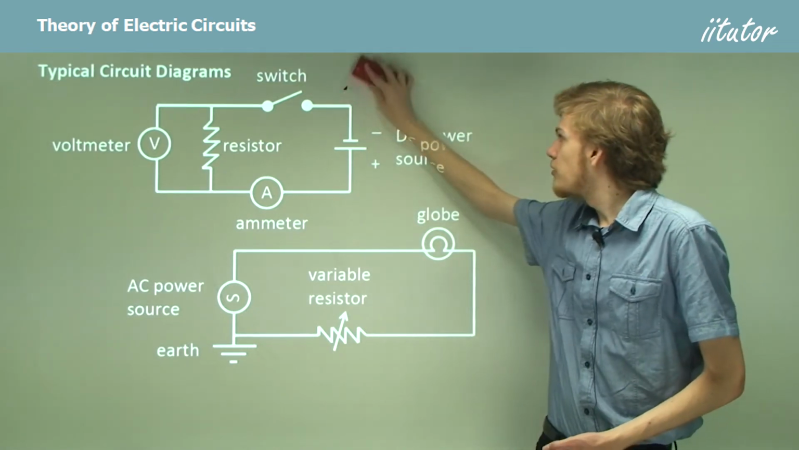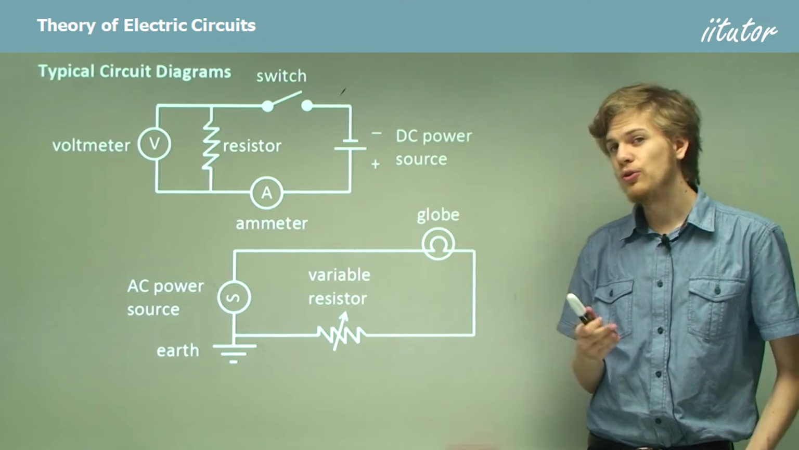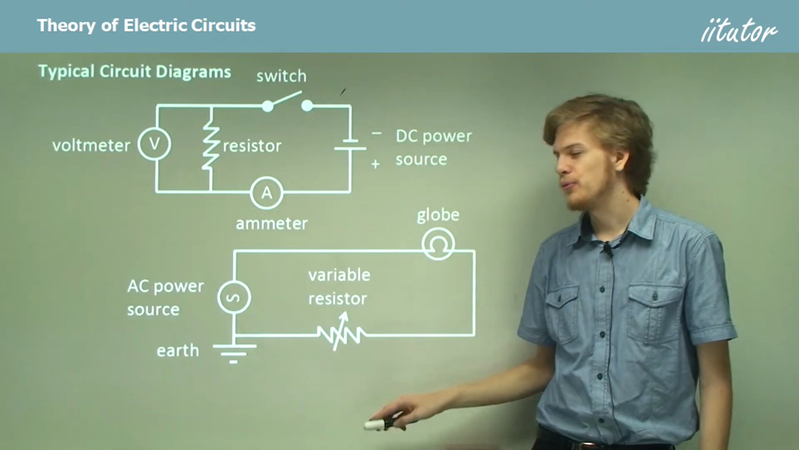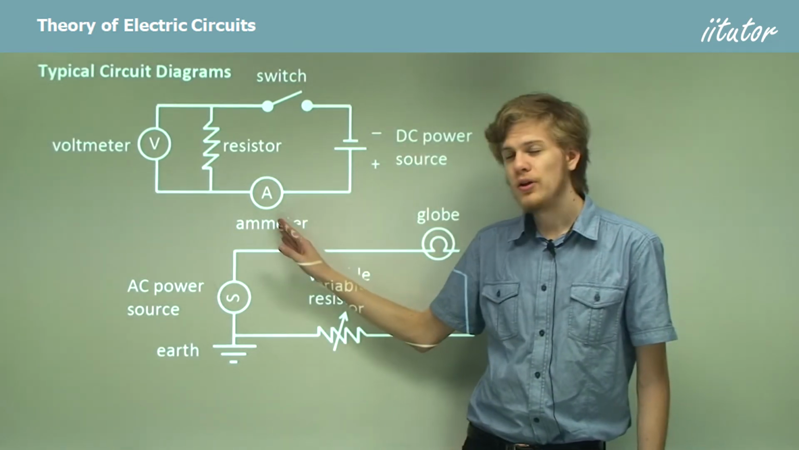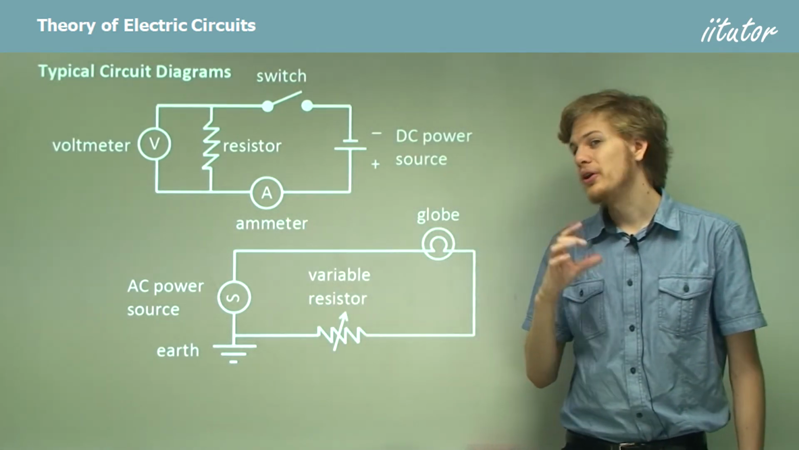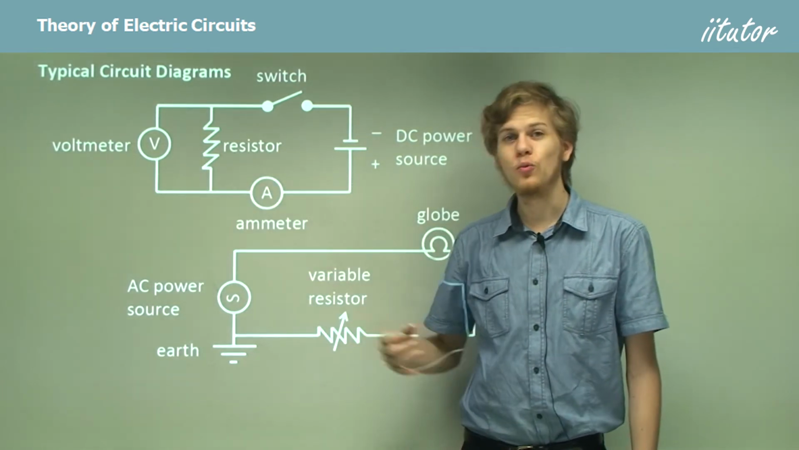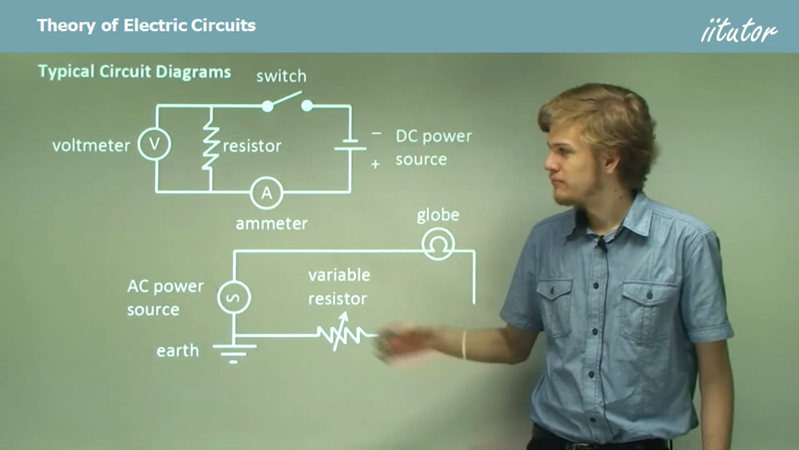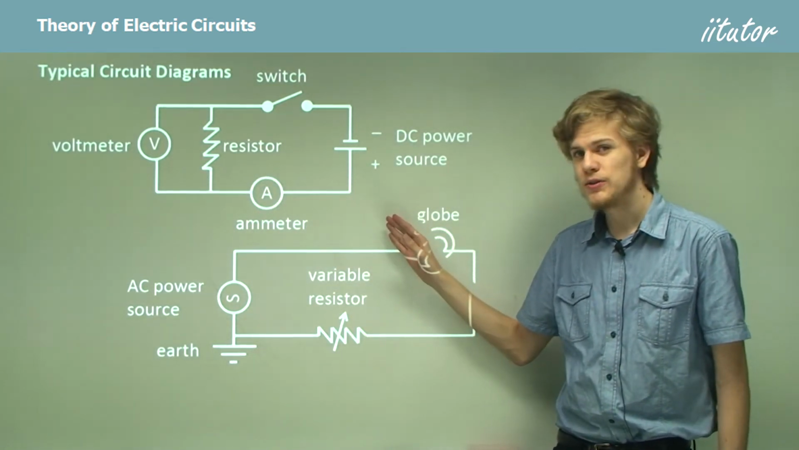At the top of this diagram, we have a switch. That is, something that we can open and close in order to allow current to flow through the circuit or stop it from flowing through the circuit. On the bottom, we have an ammeter, which is a circle with an A inside for ammeter. On the left, we have a voltmeter, a circle with a V inside for voltmeter. Pretty straightforward. Finally, we have a DC power source.